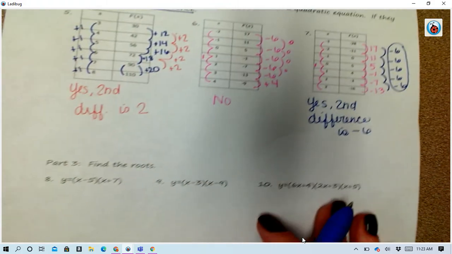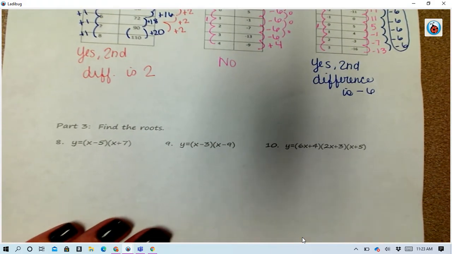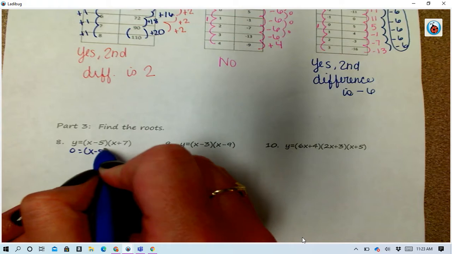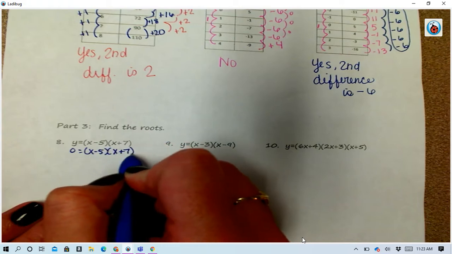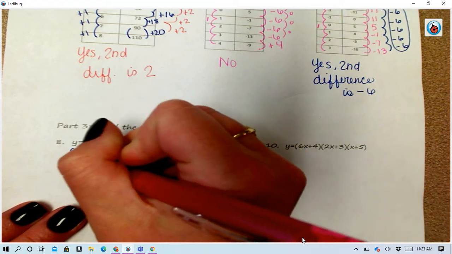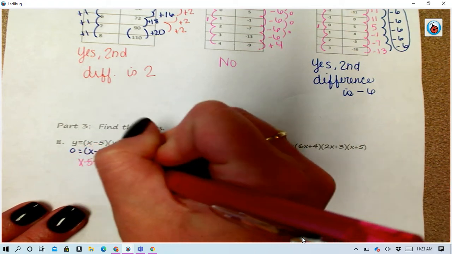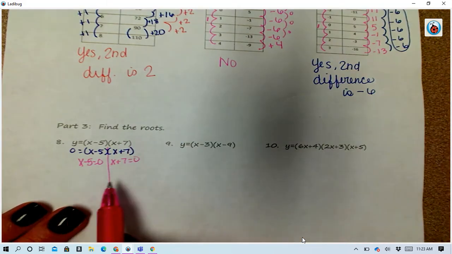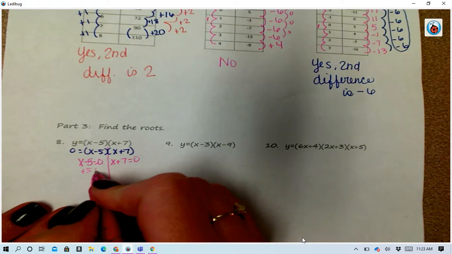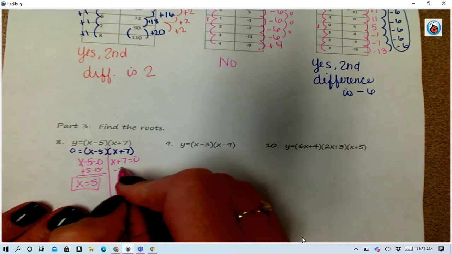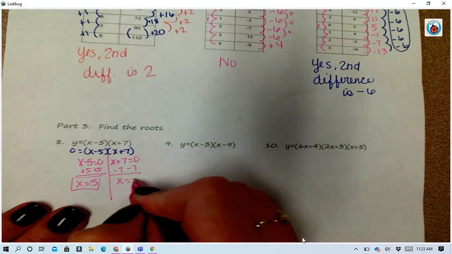Okay, moving on to part 3. We're just finding the roots. So our very first step was to set this equal to 0. Your second step is to set each element equal to 0. So x minus 5 equals 0, x plus 7 equals 0. And then you're going to solve for x. So plus 5, x equals positive 5. And then subtract 7, x equals negative 7.